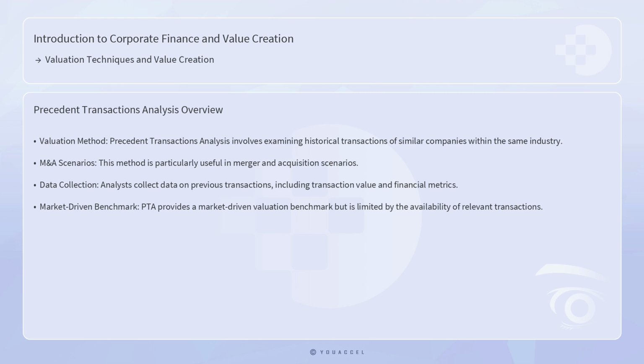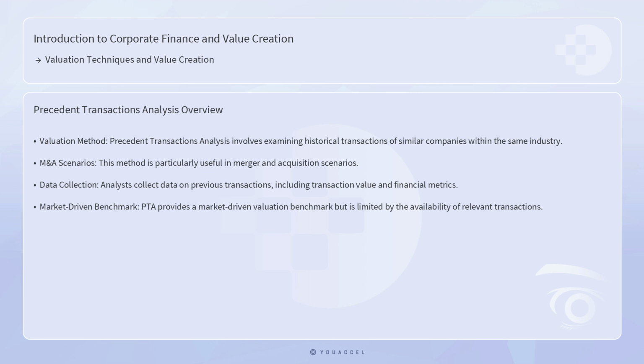Precedent transactions analysis is another relative valuation method that involves examining historical transactions of similar companies within the same industry. This method is particularly useful in merger and acquisition scenarios. Analysts collect data on previous transactions, including the transaction value, financial metrics of the target companies, and the multiples paid. By analyzing these precedents, an analyst can infer a valuation range for the target company based on what acquirers have historically been willing to pay.